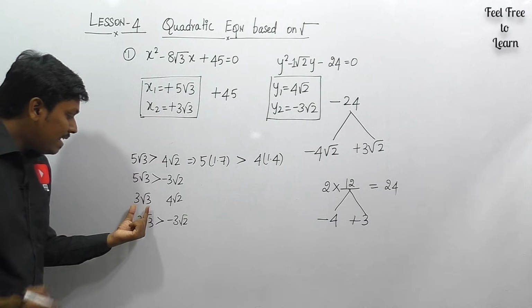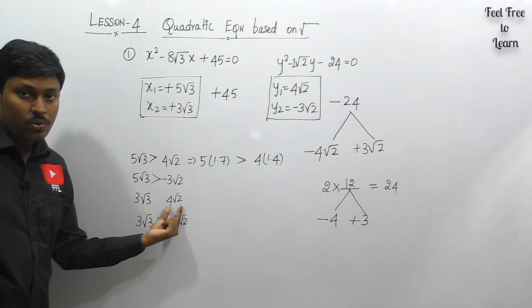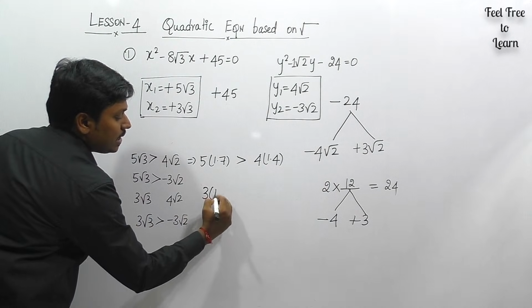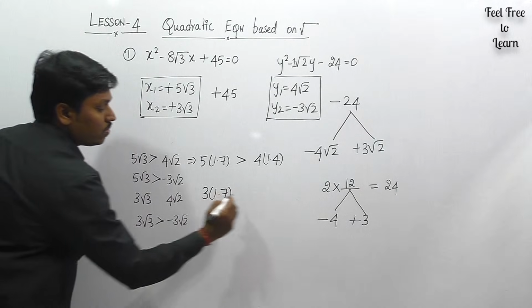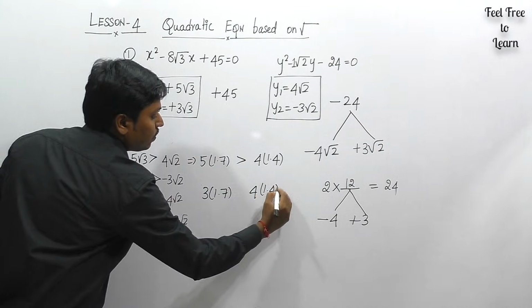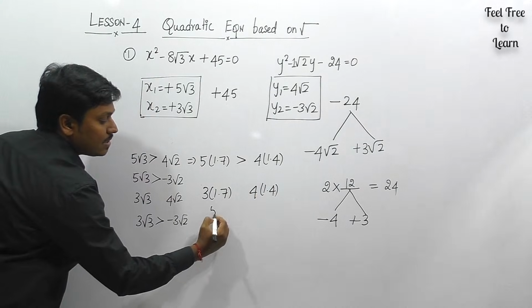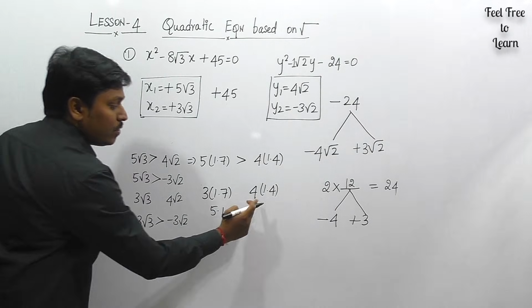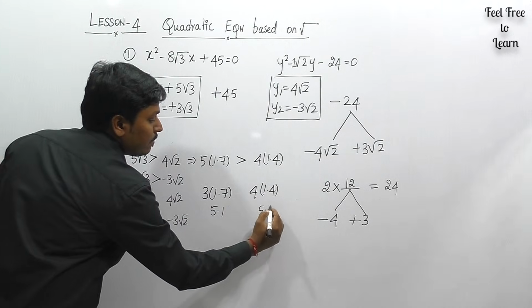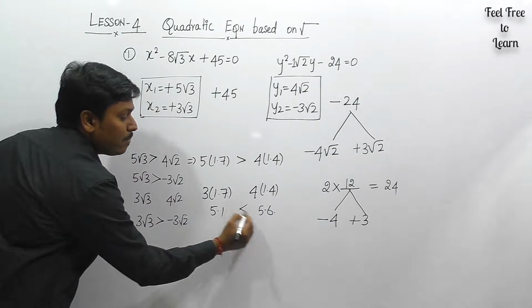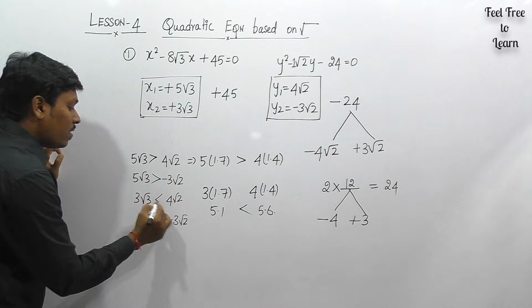So friends, listen here. Here it is 3 root 3 and here it is 4 root 2. So 3 root 3, so 3 into 1.7. Next is 4 root 2, 4 into 1.4. So friends, when you multiply this, the resultant will be 5.1. When you multiply this, the resultant will be 5.6. Here we can say that 5.6 is greater than, so 4 is greater than.